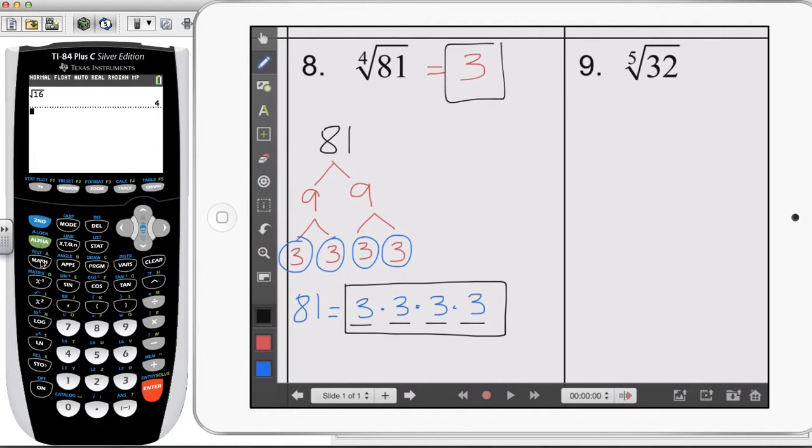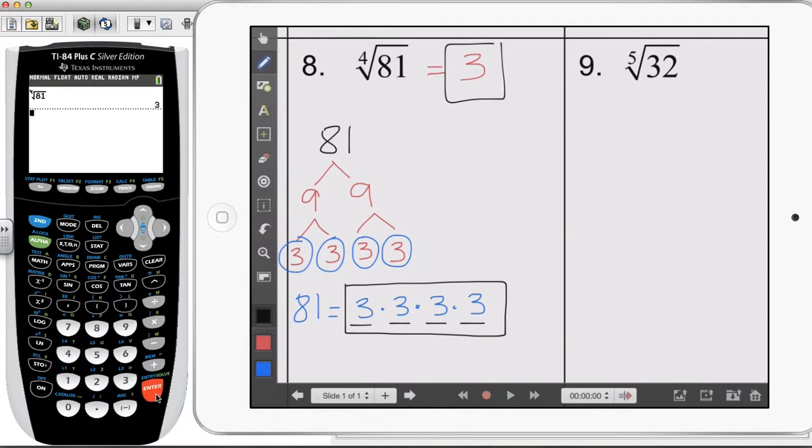If you go to math, you'll see number 5, the x square root, or x radical. Now, if you have an index that's greater than 3, like 4 for example, you have to press 4 first, and then you press math, and then you press 5. So the calculator understands that the number you pressed before you pressed math is going to be your index. So the 4th root of 81 is equal to 3.